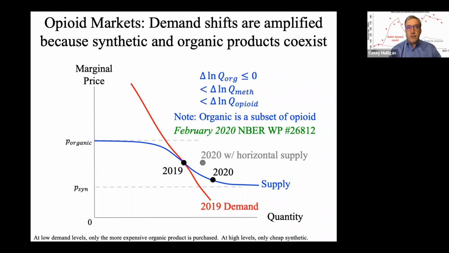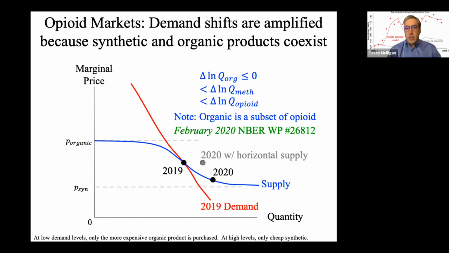This approach has several predictions, and these are literally forecasts because my NBER working paper from exactly 2 years ago was all about this switching effect. And one prediction is that the organic opioid quantities would not increase and might even decrease during the pandemic. And this actually happened, at least as we measure it as deaths.